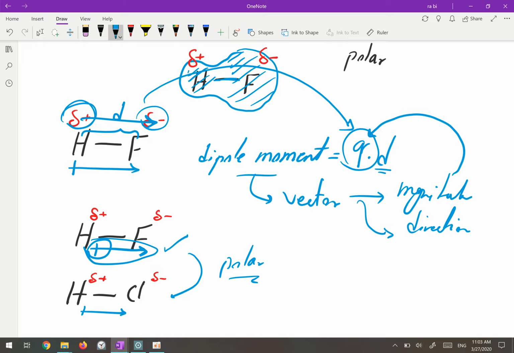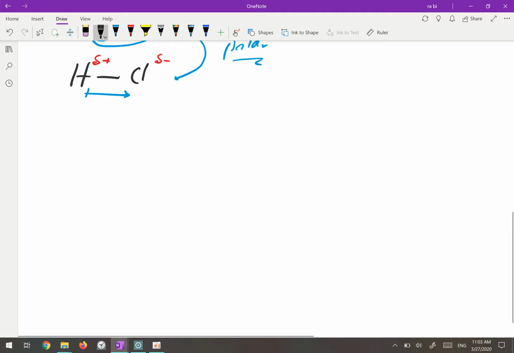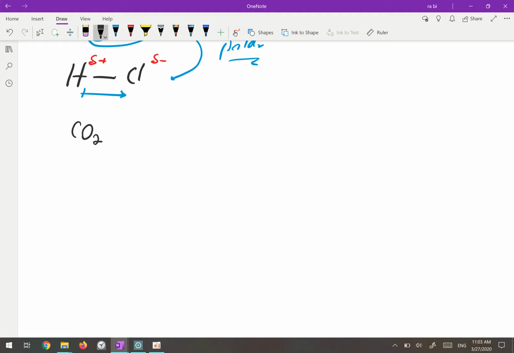Now let's talk about the polarity of the molecule. Suppose we have carbon dioxide, CO2. We have drawn its Lewis structure and its electron and molecular geometry. The CO2 molecule is like this. We have a lone pair here, but the lone pair is not important for us right now.